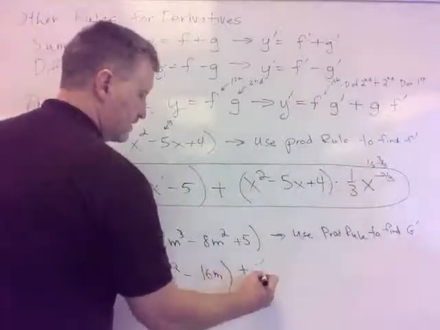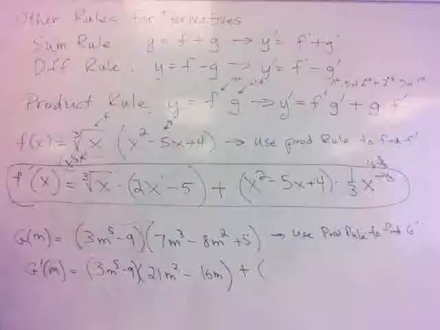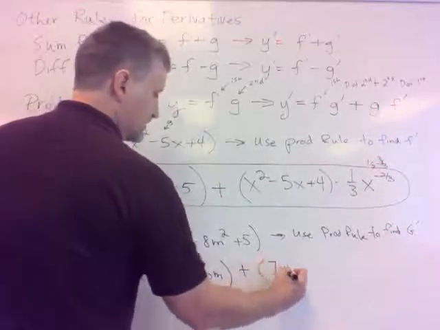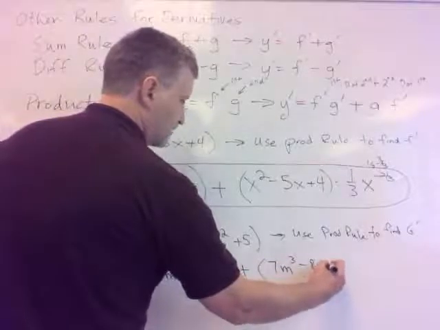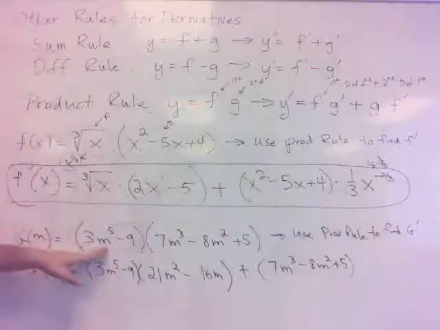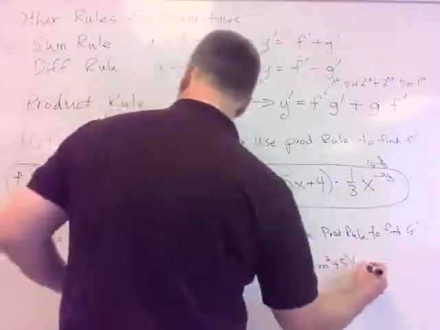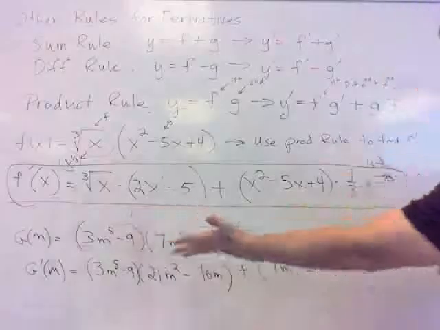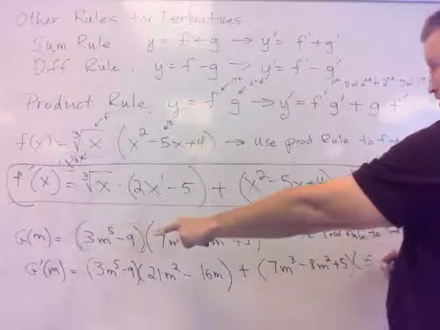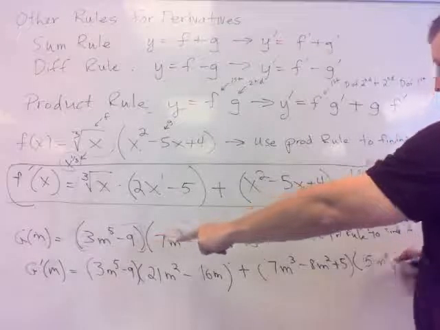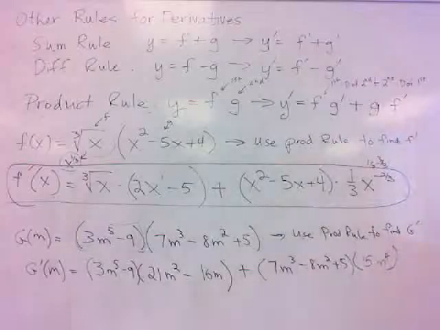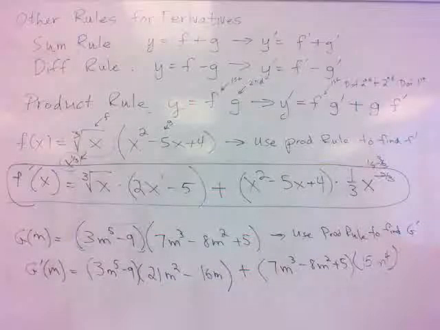Plus then the second, 7m cubed minus 8m squared plus 5. So I just wrote the second one straight up, times the derivative of the first, which would be, the derivative of that would be, 15, bring down the power, multiply by 3, 15m to the 4th. And then what about that? 0, it's a constant. There you go. Okay? So that would be one form of the answer.